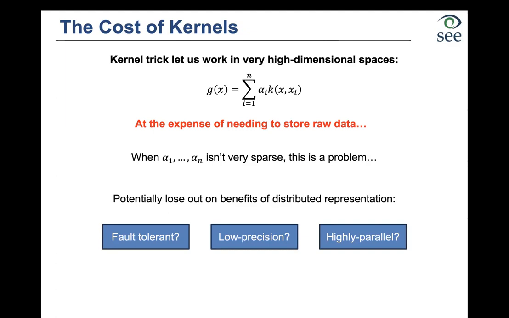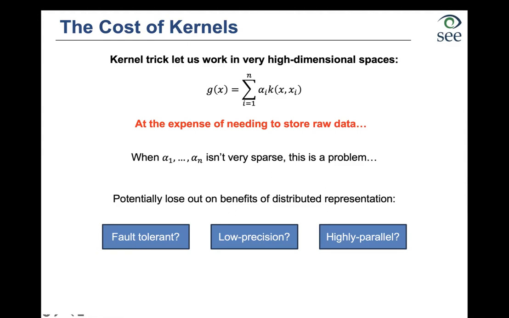What this means is that in order to evaluate these kernel machines, we have to store data and access it repeatedly to compute the kernel function. So we've saved ourselves the problem of working in very, very high or even infinite dimensional spaces at the expense of needing to store raw data. This is maybe not such a problem if these coefficients are very sparse. If the margin of our data is very large and our perceptron only makes a handful of mistakes, then this isn't a big problem because we don't need to store very much data. But as is often the case in practice, if these alphas aren't that sparse, then this can be a real problem.